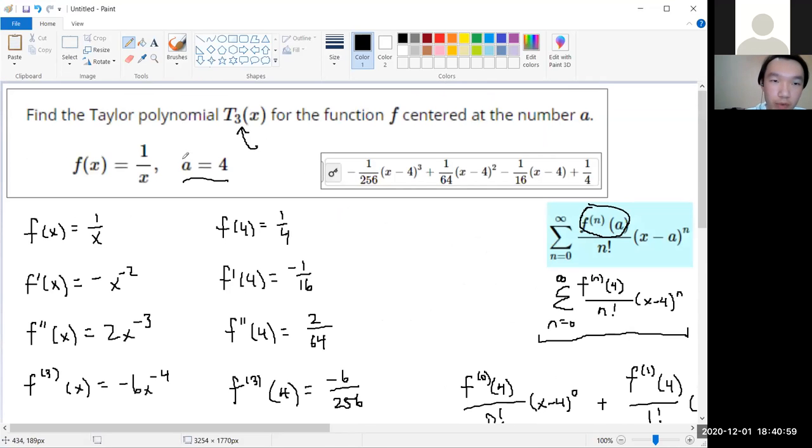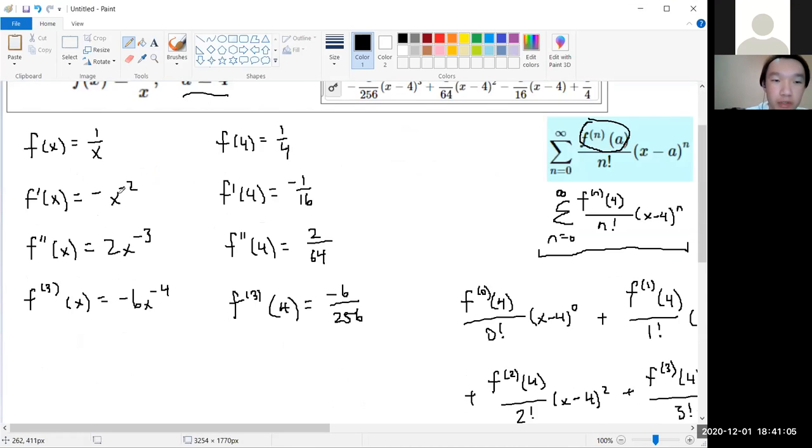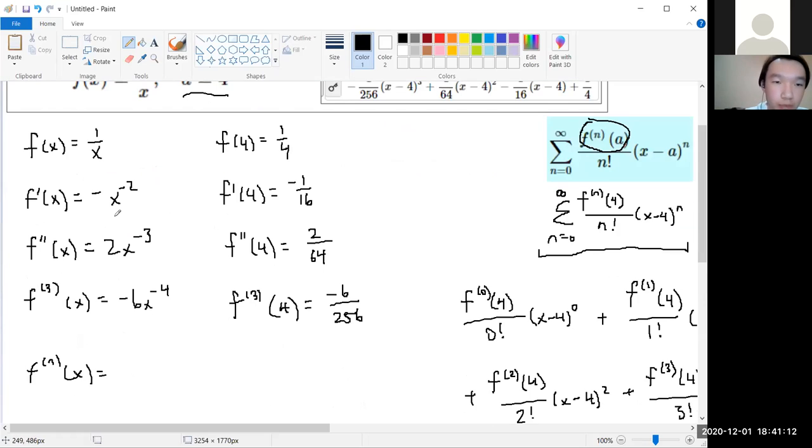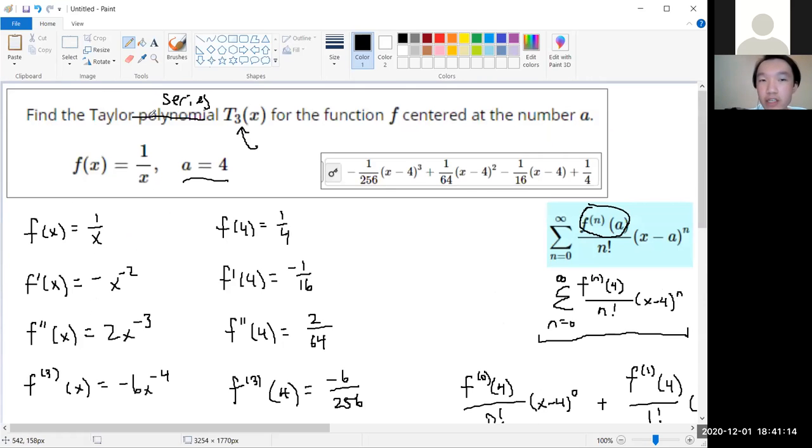So for example, if this question asks you to find the Taylor series, then what we need to do is find out what's the pattern for the derivative. So what is f to the n of x? But we don't need to do that here because they're not asking for a whole Taylor series. They're just asking for the first, like here, 1, 2, 3, 4 terms. So that's why we don't need the general formula. Is that okay, Devin?